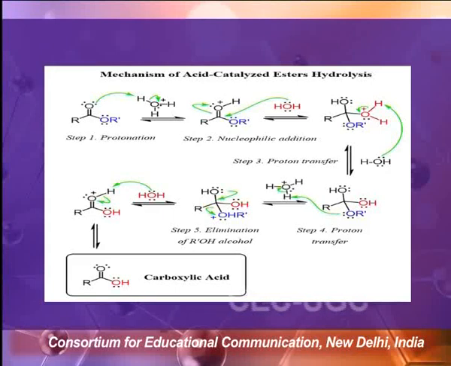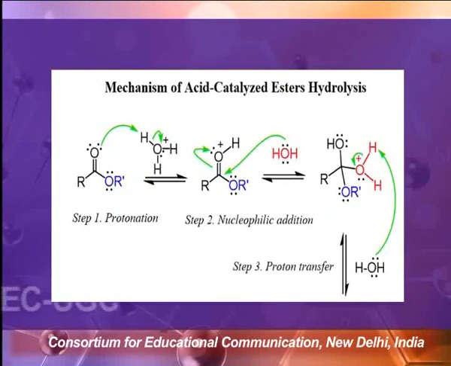So this is the overall reaction mechanism of acid catalyzed ester hydrolysis. What kind of mechanism is there? You can see in the first step, first of all, a protonated water molecule is formed by the addition of hydrogen from the mineral acid. Now this proton will get attached to the carbonyl oxygen because it is electronegative in nature, and you will get the oxonium ion, O plus H.